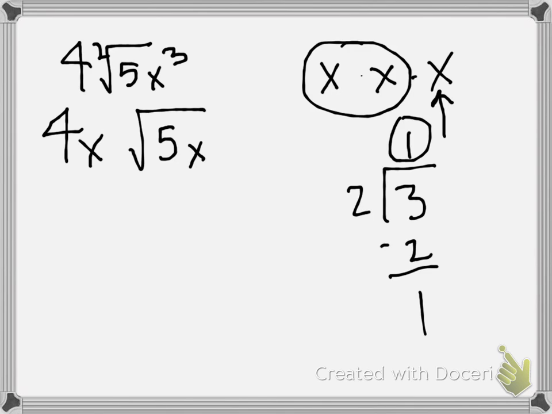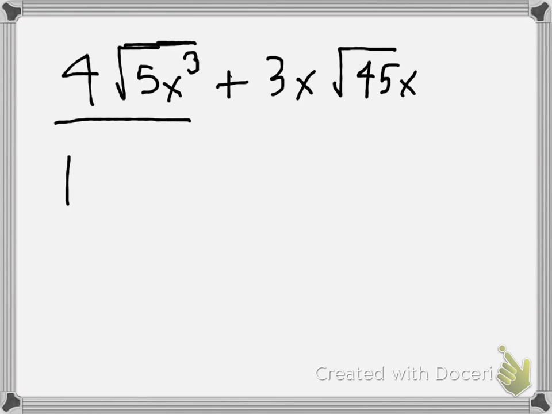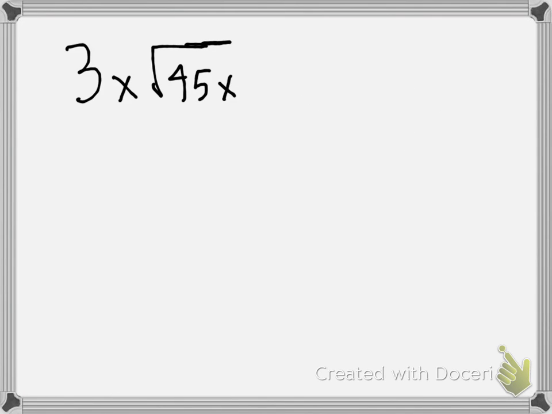Basically this is all the simplification we can do on this first term. So we'll have 4x times the square root of 5x. I'll go ahead and put that in over here for my first term. Okay, and now we'll do the same thing for the second term. We've got 3x times the square root of 45x.